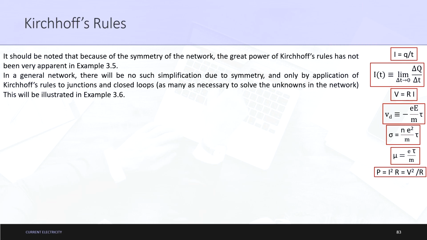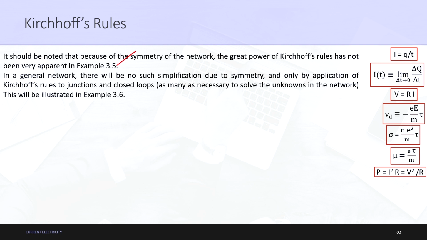It should be noted that because of the symmetry of the network, the great power of Kirchhoff's rules has not been very apparent in example 3.5. In a general network, there will be no such simplification due to symmetry, and only by application of Kirchhoff's rules to junctions and closed loops, as many as necessary, can we solve the unknowns in the network. This will be evident in example 3.6.